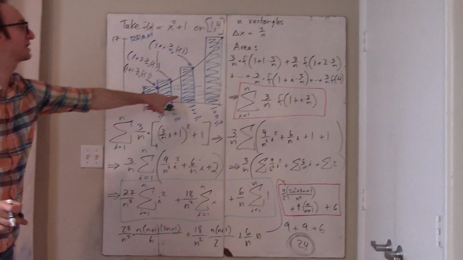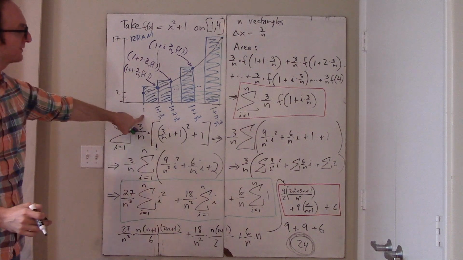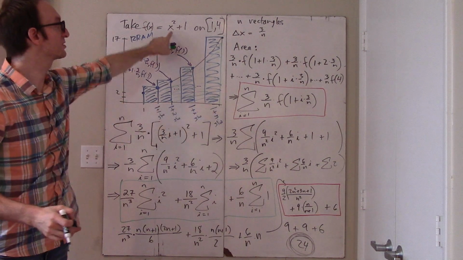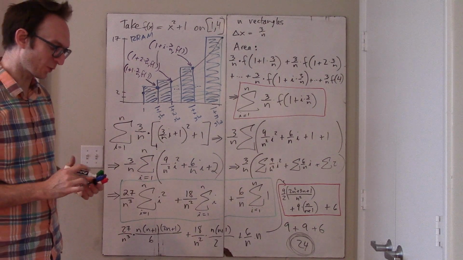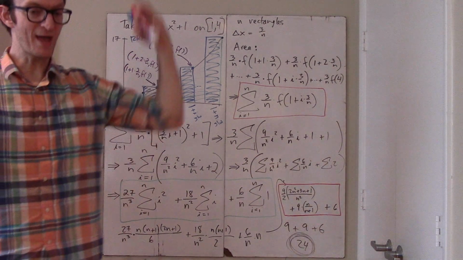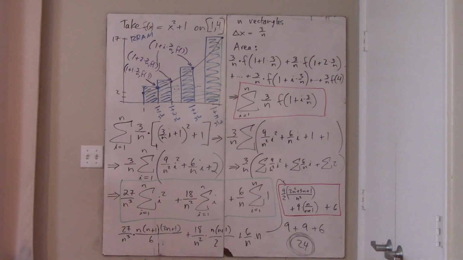The area of this region between x equals 1 and x equals 4 under the function y equals x squared plus 1 is exactly 24. Okay, and so we have seemingly in one class solved the area problem. Okay, good job.